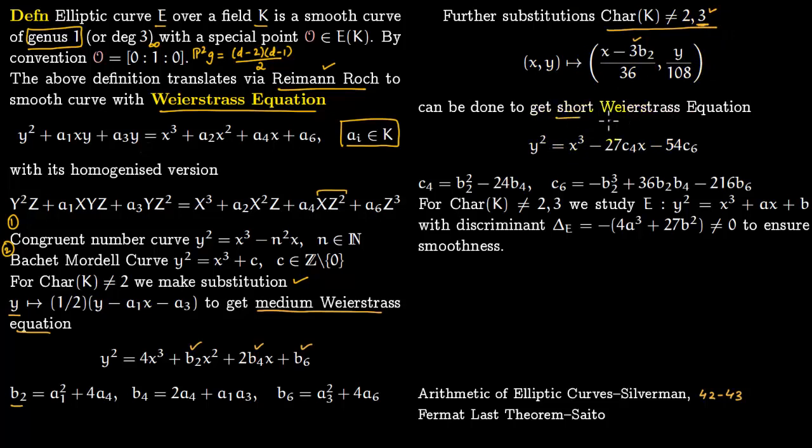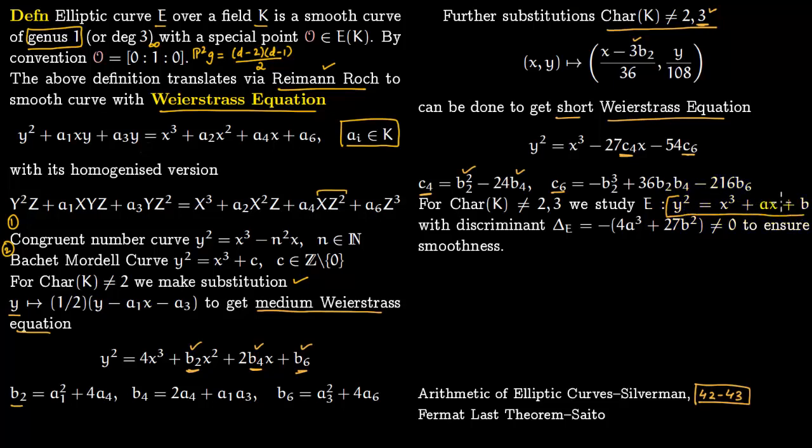So you get a short Weierstrass equation of this form: y square equals x cube minus 27c4x minus 54c6. Again, this c4 and c6 are related to b2, b4 and b6. All these coefficients here will be fed in here. So c6 is again related to b2, b4 and b6. Again, all these details you can find in the book Arithmetic of Elliptic Curves by Silverman. If the characteristic of our field is not 2 or 3, you essentially make your curve easier. So this is the kind of curve we will study.